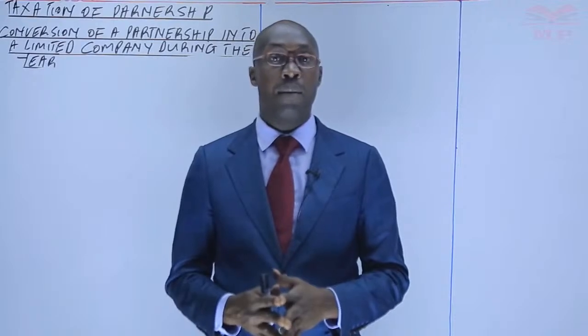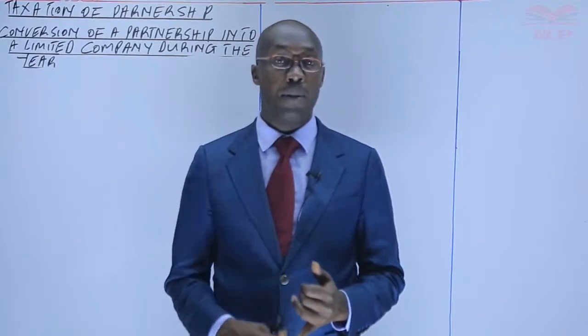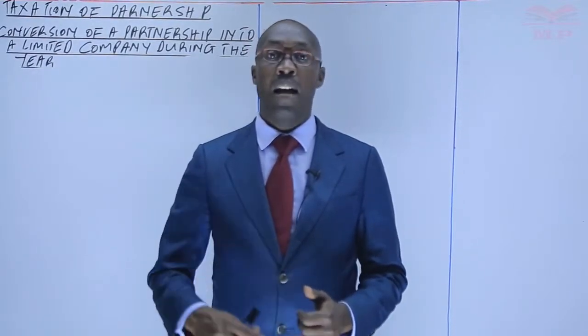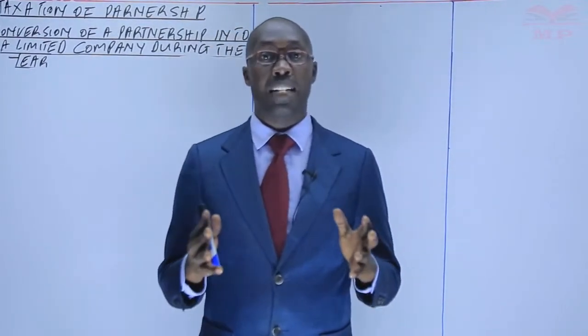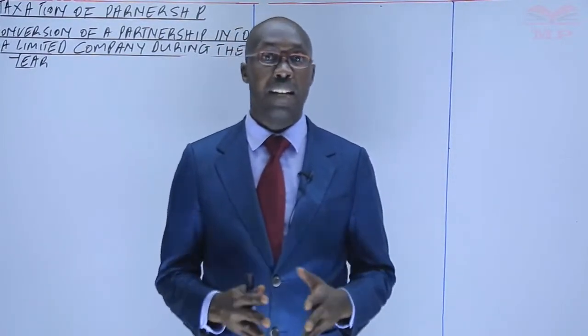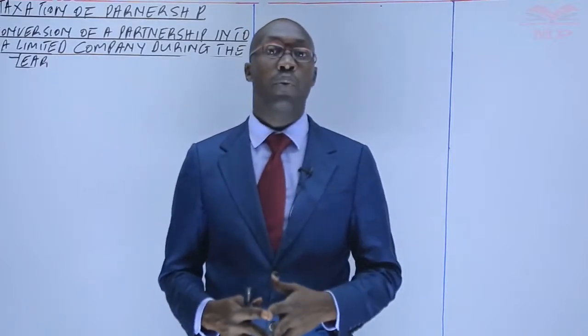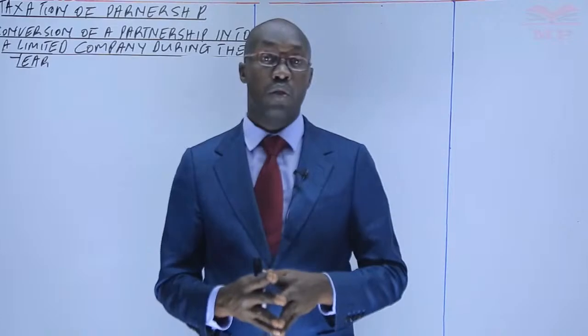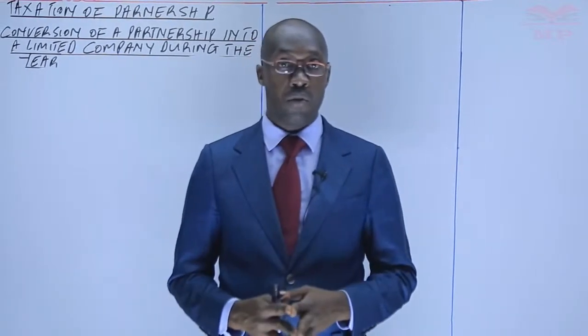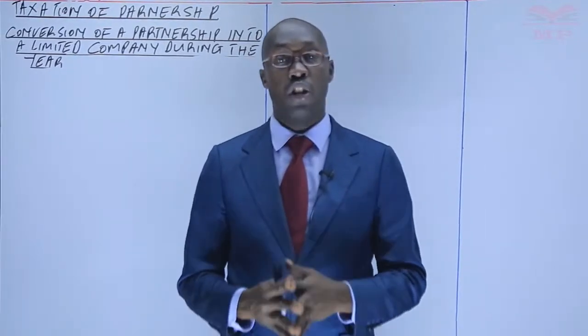Now, we have looked at the questions about the admission and retirement of a partner during the year, and also the conversion. But in the conversion, we only looked at one side of determining the taxable income, that is when you are required to use the net profit method. So how about in a case where you are required to use the gross profit method? How do you go about it? I want us to look at a question concerning that.